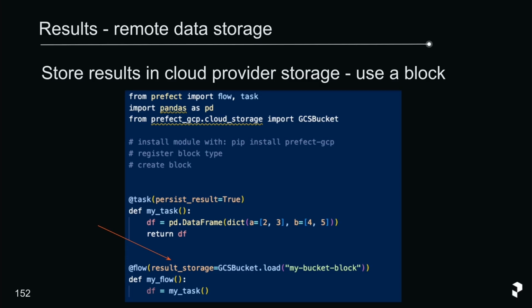Let's say you want to leverage cloud storage to store results from your pipelines. Well, you can absolutely do that. In this example here, you can see that we are setting the flow's result storage to a GCS bucket. Specifically, we are loading in a GCS bucket block that has all of our bucket configuration stored inside of it. So whenever this flow runs, the results will be stored in the GCS bucket.